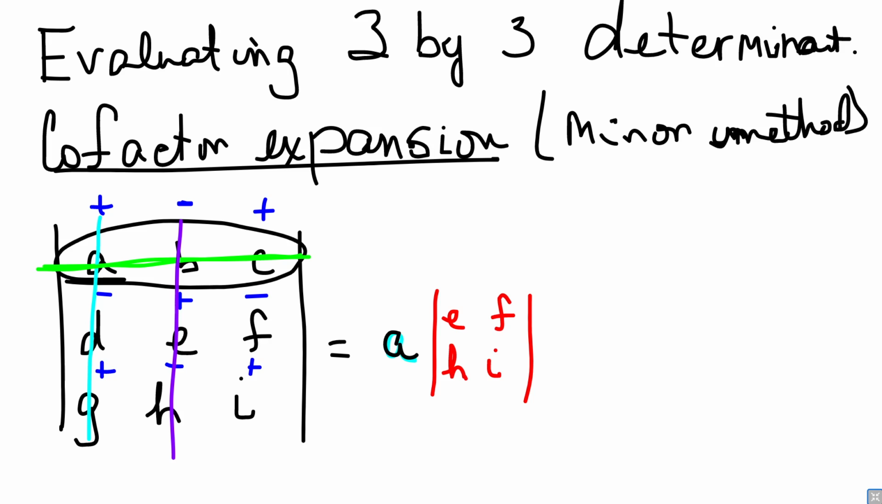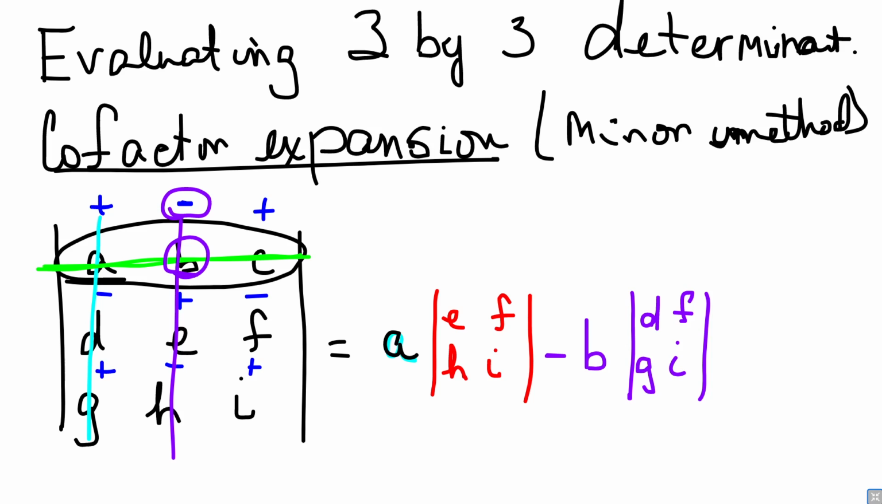So when I move to expanding off the first row, but this time the second column, since we're expanding by B, that position holds a negative sign. So we put minus, and then B times a determinant that is formed. Keep in mind that when I expand off a new column, the mark-out of the previous column is no longer there. So the letters I have left are D, F, G, and I. That's the determinant I'm going to evaluate.